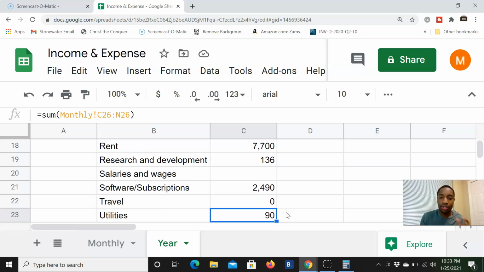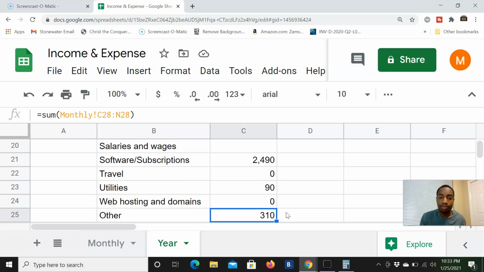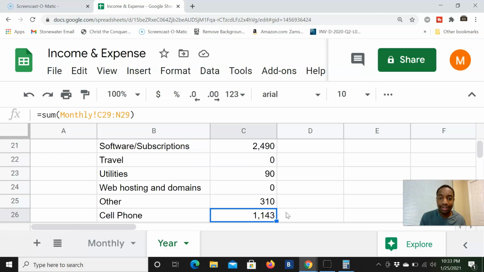Travel, zero. Utilities, $90 for the property that I just bought. Other miscellaneous things. Cell phone bill. So this is where I include my cell phone bill. I should cut this down a little bit more because I think part of this number is personal service, and I probably use my phone for 60 to 70% work and the rest is personal. But I just put the full amount right now so you all can see that I'm including my cell phone bill in my expenses for this LLC.